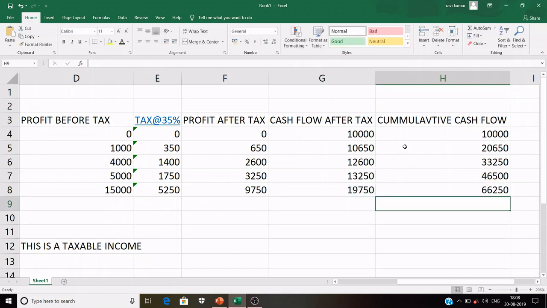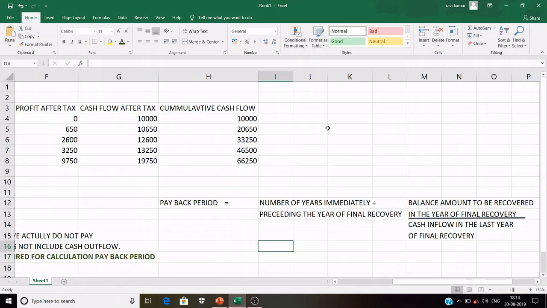And in the last year, I will receive 19,750 rupees plus the cumulative cash flow amount. So here now I have calculated cumulative cash flows. So till now we have calculated cumulative cash flows. Now we will calculate payback period.